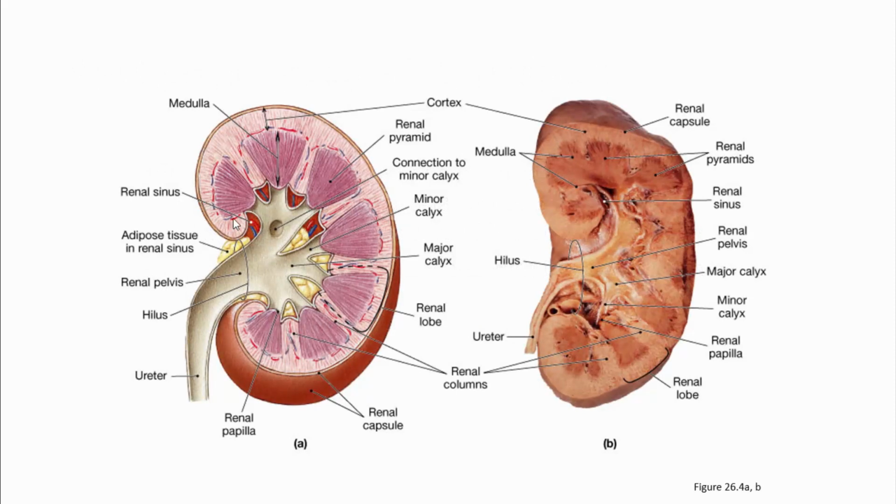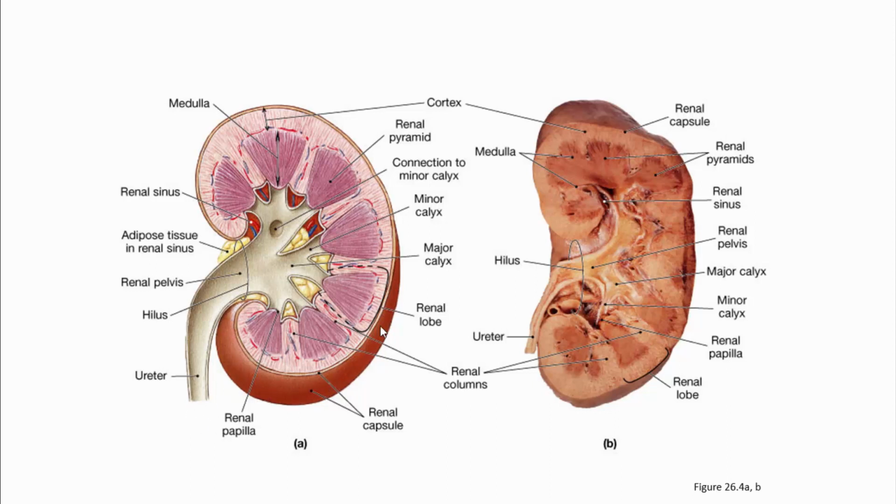And so looking at this, we can see the cortex. This is the medulla. So all this is the medulla, and the medulla is going to create these renal pyramids. And again, the renal pyramids are going to drain into, this will be a minor calyx. That then drains into the major calyx. And the major calyx drains into the renal pelvis, which then drains into the ureter.